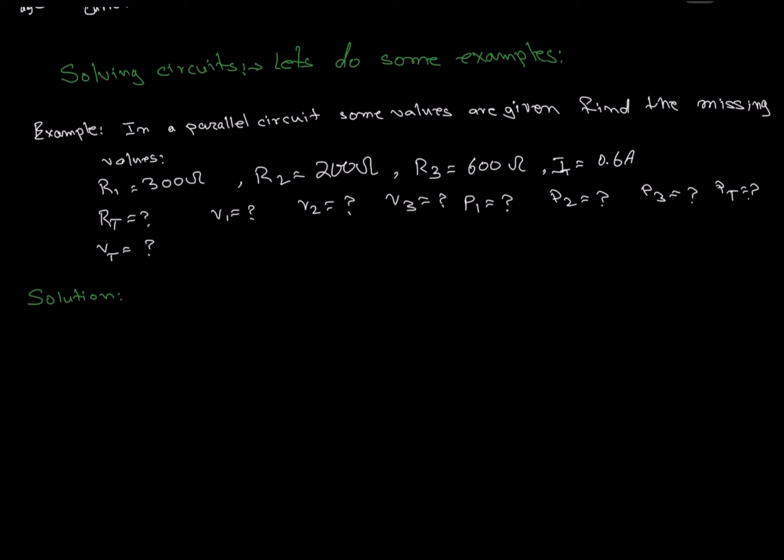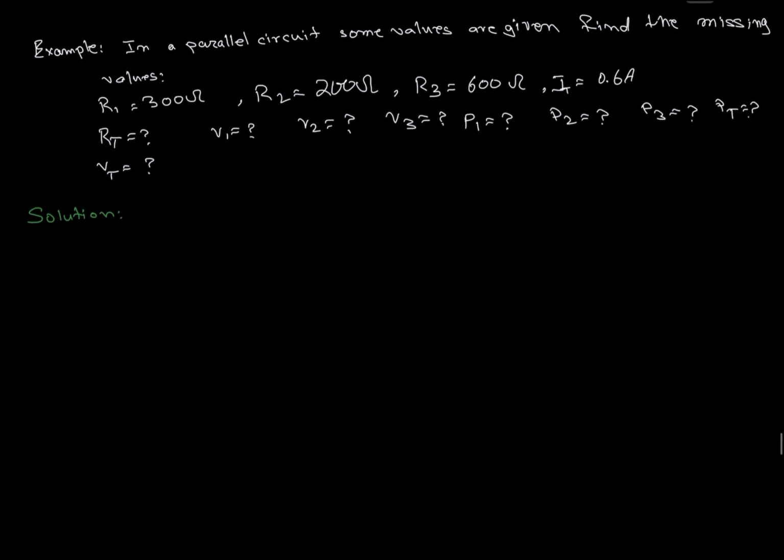In a parallel circuit, some values are given. Find the missing values. R1 is 300, R2 is 200, R3 is 600. Total current is given as 0.6 amp. Find RT, V1, V2, V3, P1, P2, P3, PT, and also VT. We have quite a few missing numbers here, so let's go ahead.